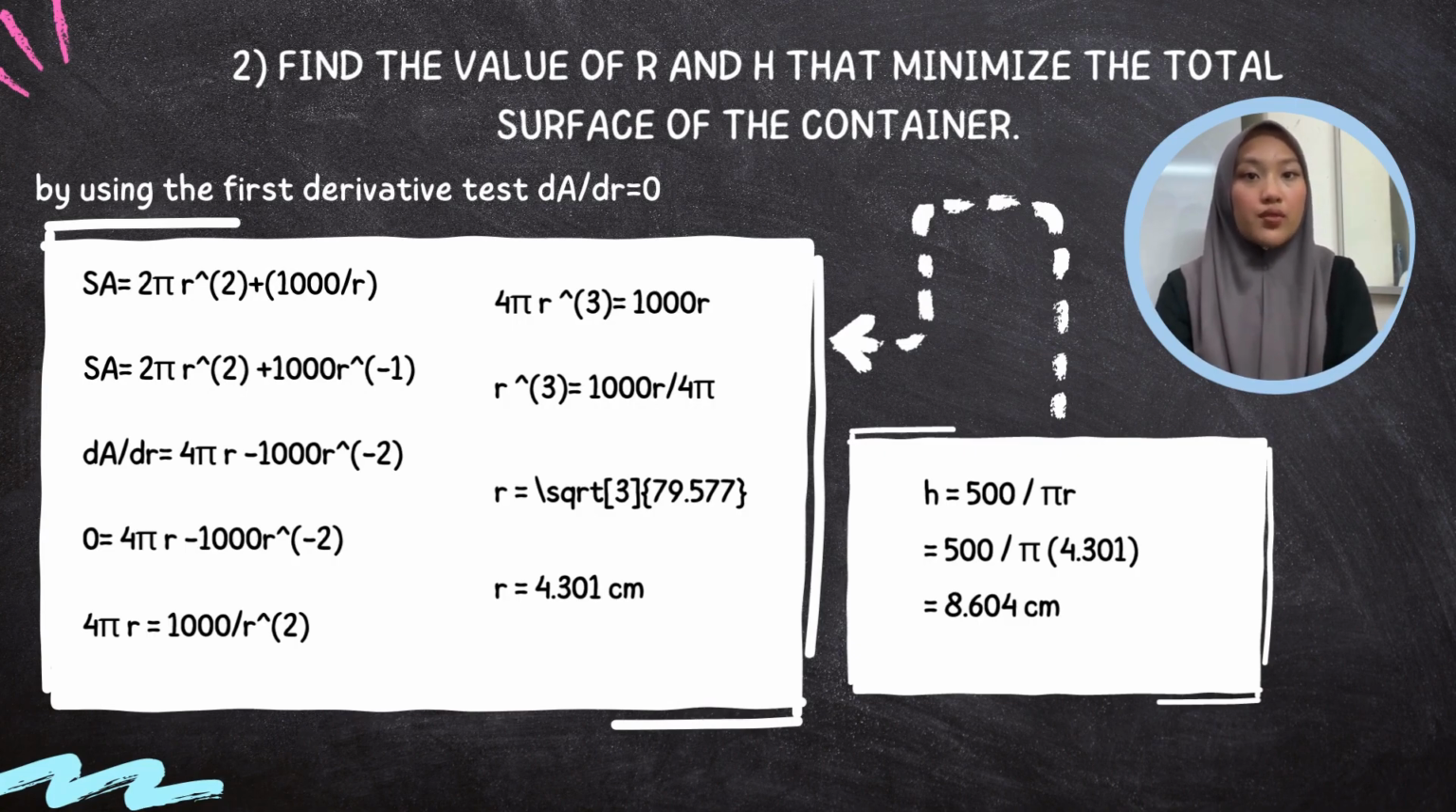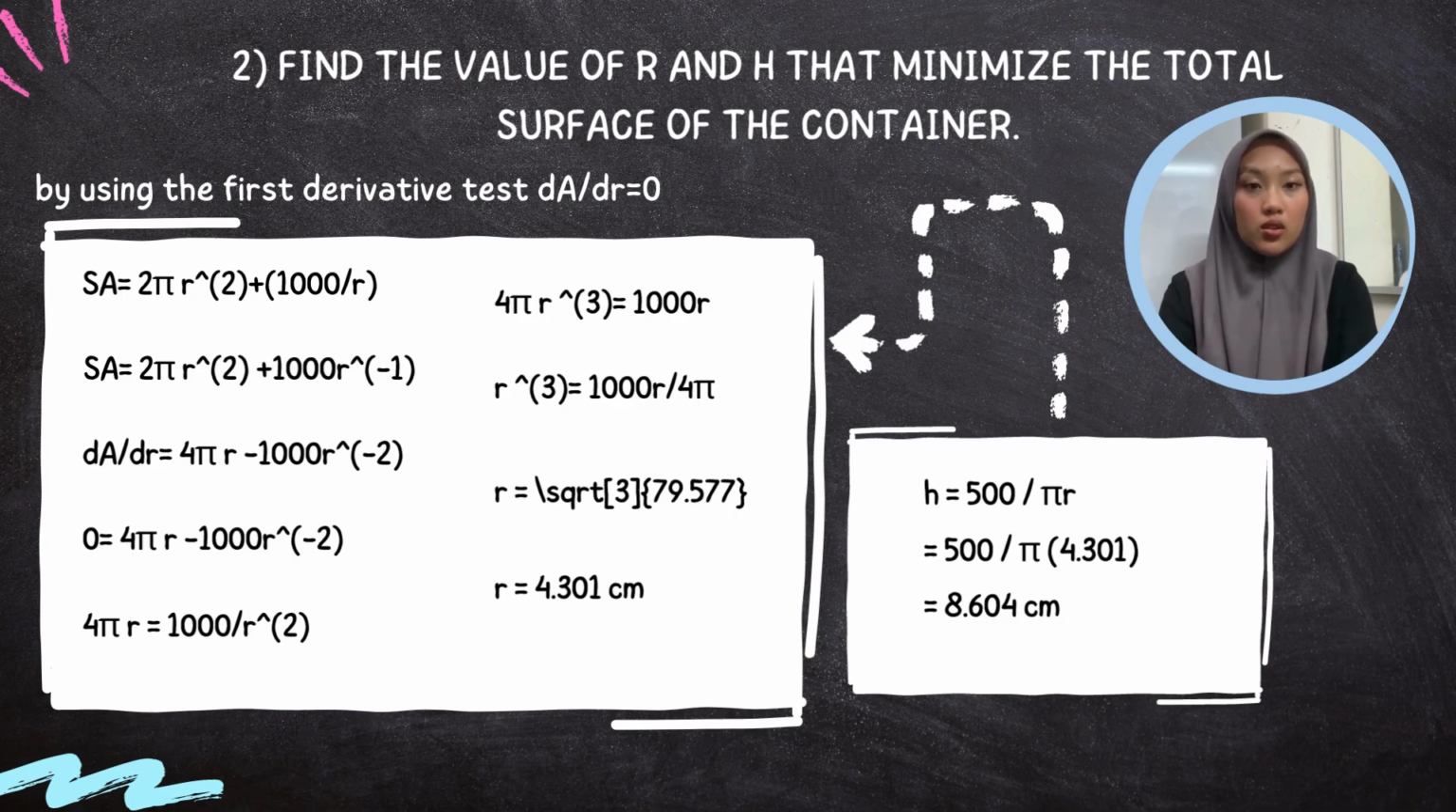By using the first derivative test, dA over dr equals 0. So, surface area equals 2 pi r squared plus 1000 over r. We differentiate the surface area and it will become dA over dr equals 4 pi r minus 1000 r to the power of negative 2. As written above, dA over dr equals 0.